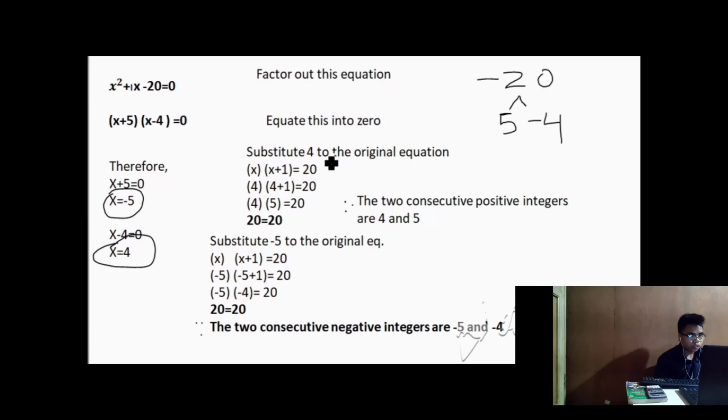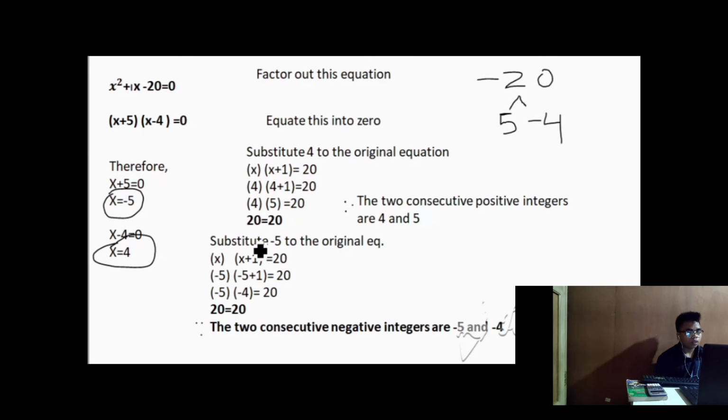Now, substitute 4 to the original equation, or negative 5 to the original equation. That is why we have to substitute 4 to the x. 4 times 4 plus 1. So 4 plus 1 is equal to 5. So to check if it is correct, 4 times 5 is equal to 20. Therefore, the two consecutive positive integers are 4 and 5.